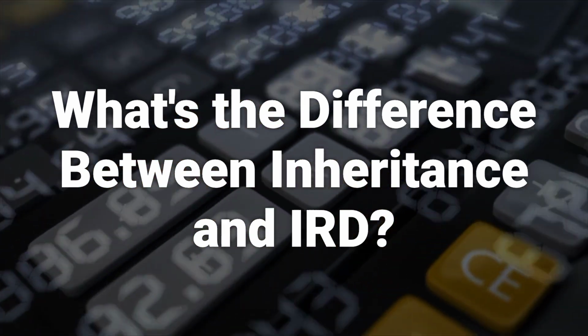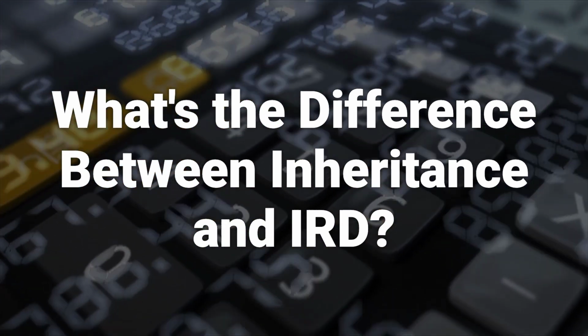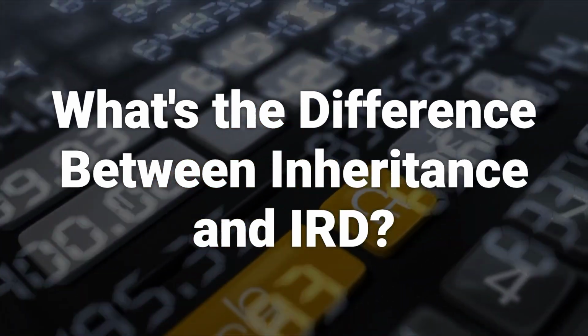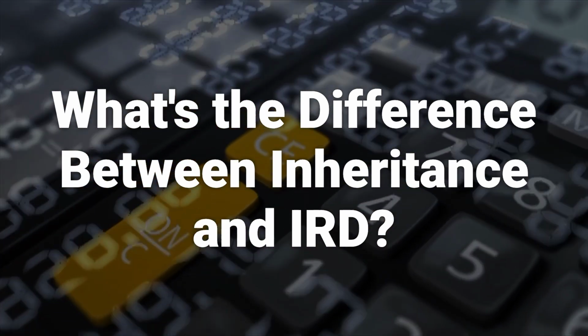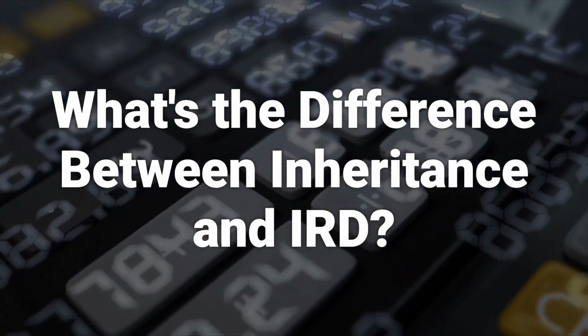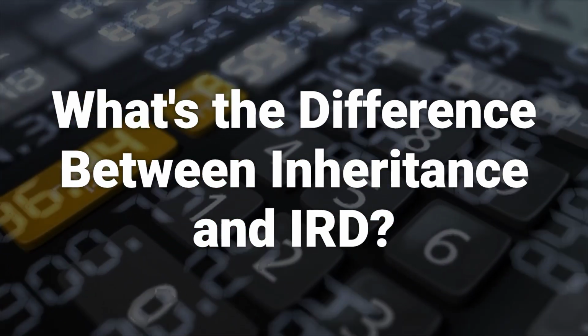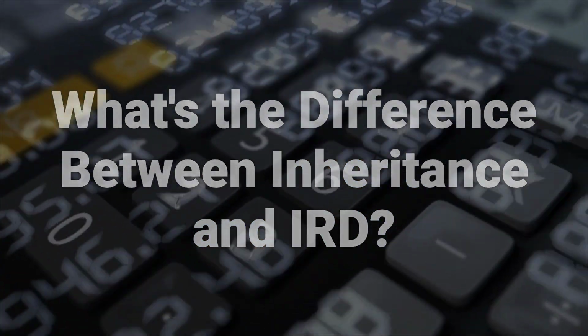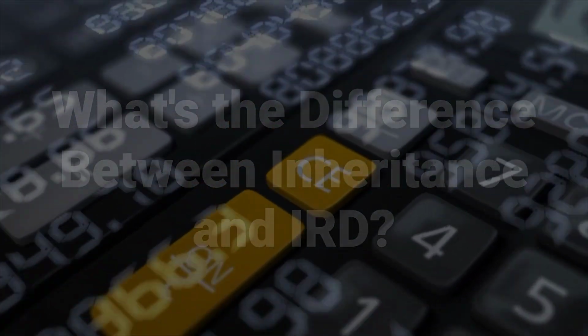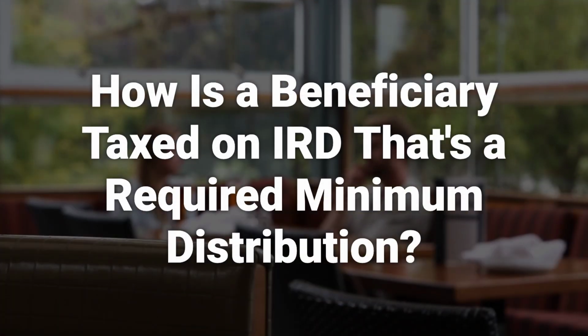Inheritance is property bequeathed to you by a decedent. Income in respect of a decedent, or IRD, is income that was owed to the decedent but wasn't received by them due to their death. Instead, that income may go to the beneficiary. For example, a required minimum distribution from an IRA will go to you, just as the decedent would have been.